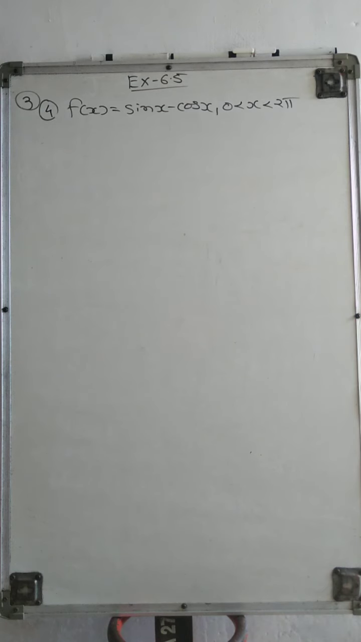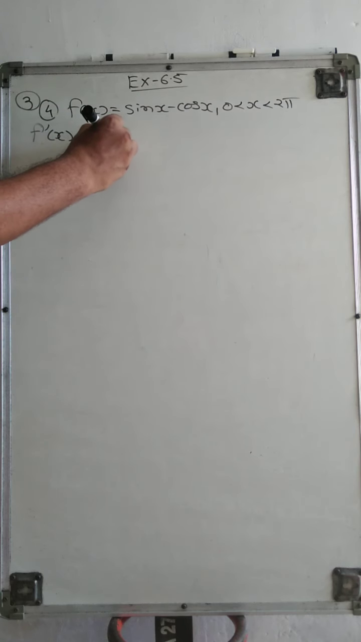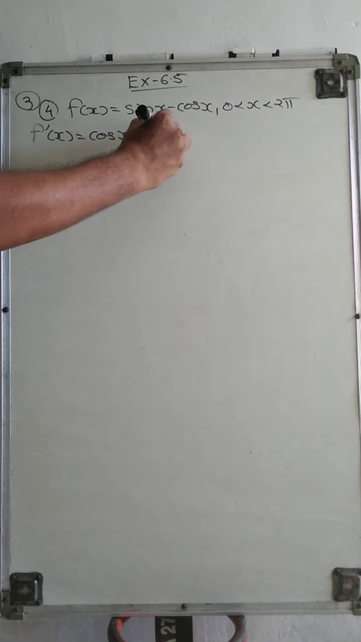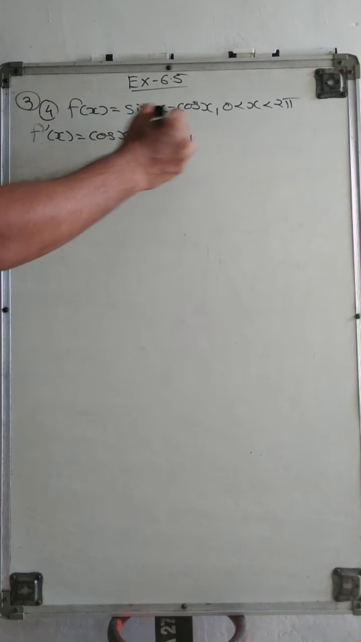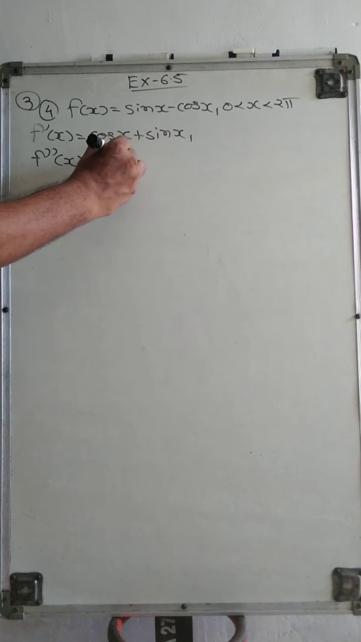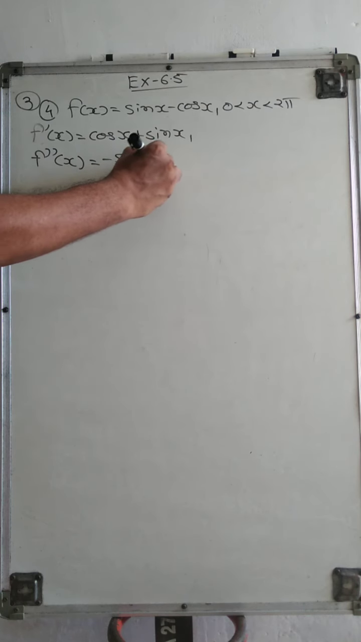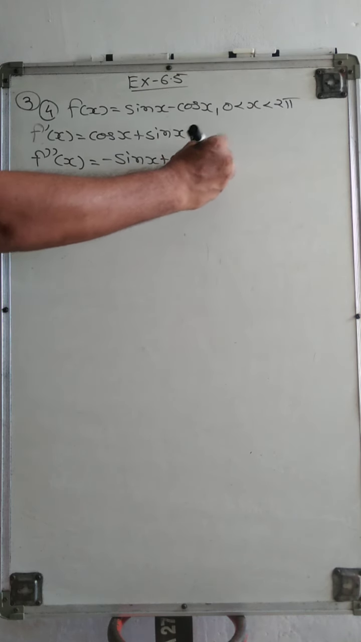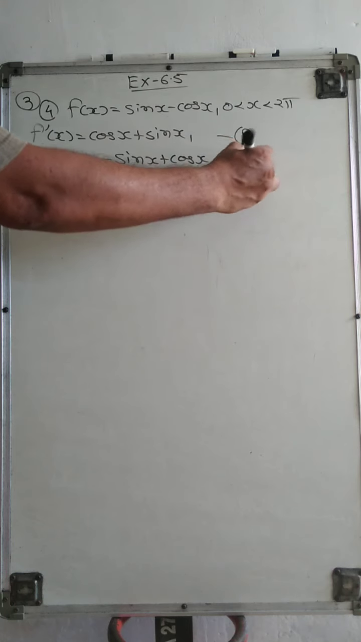Okay, here we want to find the local maximum and local minimum value of the given function. So first we differentiate with respect to x. f dash x is cos x plus sin x, and f double dash x is minus sin x plus cos x. This is our result 1 and this is our result 2.